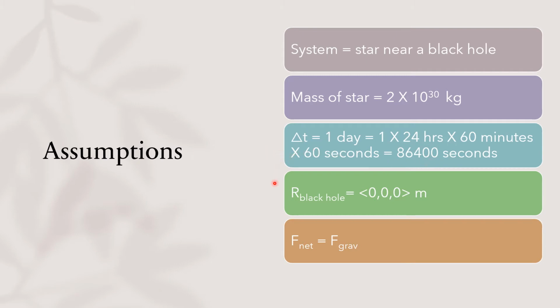We're also assuming that the location of the black hole is at the origin, and that there's only one force acting on the star, in this case, the gravitational force of the black hole that is pulling on the star. Now we're ready to solve for the unknowns using Newton's second law.